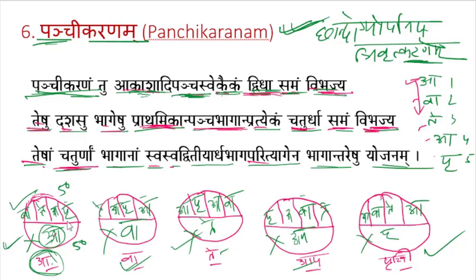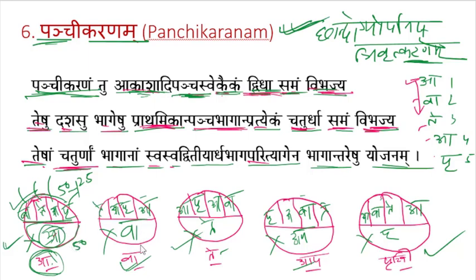This first 50% is covered by 4. Means almost each box got how much? 12.5, isn't it? Vayu is 12.5, Tejas is 12.5, Apa is 12.5 and Prithvi also 12.5. Total becomes 50. Is it 50 or not? And Akasha is totally 50.